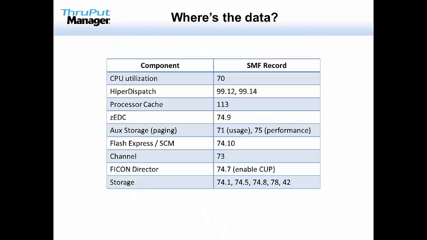Now finally, where's the data? I know I'm running a little late here, but just as a quick reference for you, some of the areas we've touched on, where do I get all this stuff from? CPU utilization, of course, the ever-popular Type 70. There's a wealth of information in there. You should be collecting this on every LPAR. It'll give you all of the logical and physical utilization, also give you PR/SM information. You can check on uncaptured time, for example, things like that.